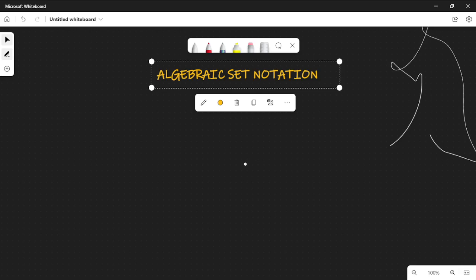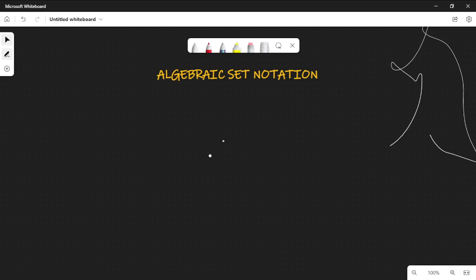There's something we call set builder. Set builder simply means that you're not going to be given the elements inside that particular set. You are going to be the one to fill in the elements yourself. And for this reason, you need to understand some terminologies.